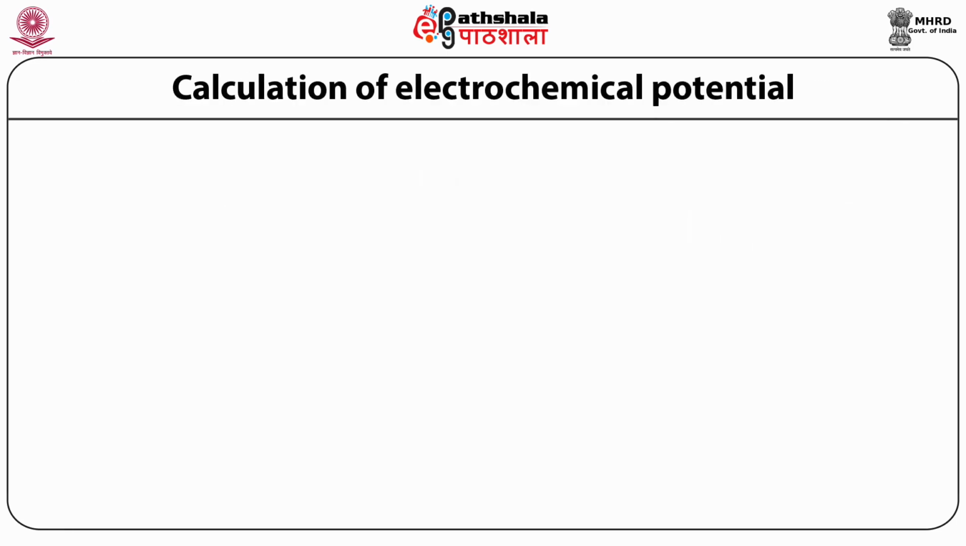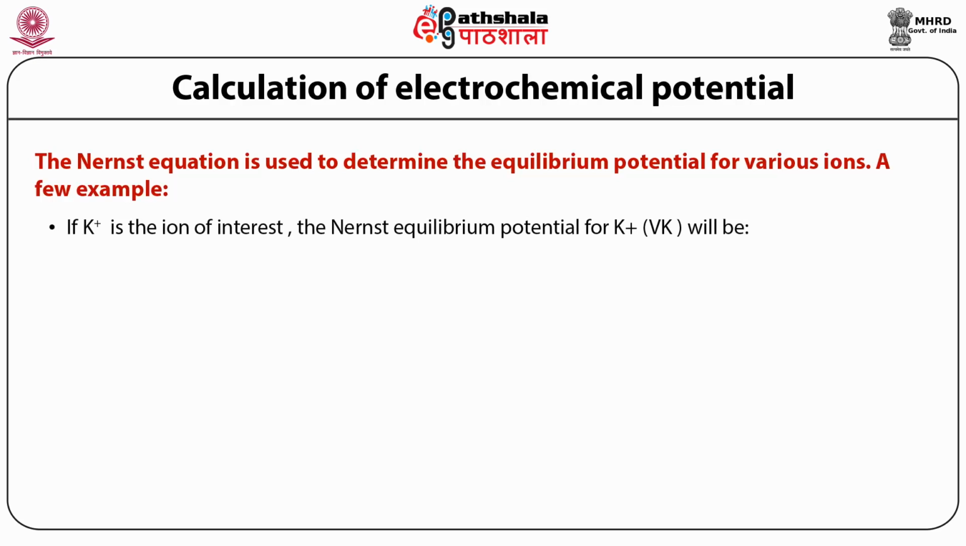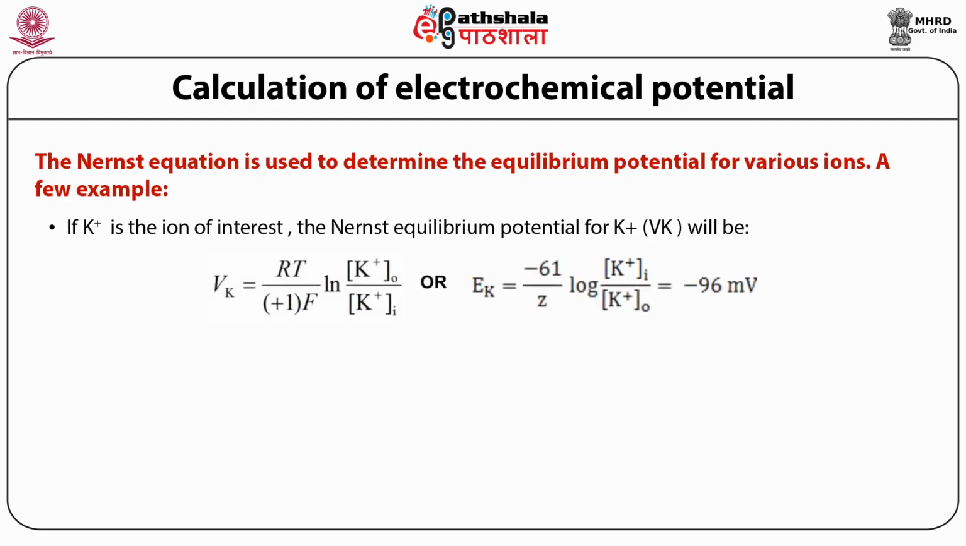Calculation of electrochemical potential. The Nernst equation is used to determine the equilibrium potential for various ions. Two examples are given below. First one is for potassium. If potassium ion is the ion of interest, the Nernst equilibrium potential for K, that is VK, will be as given below, where intracellular potassium concentration is about 150 millimolar and the potassium concentration outside is about 4 millimolar, and the valency is 1 because K is monovalent.